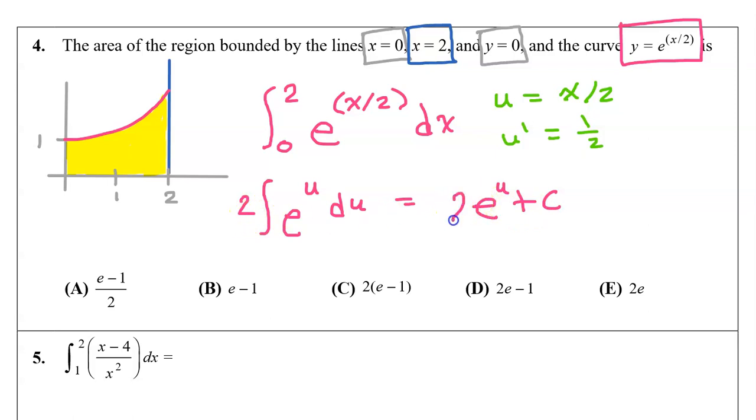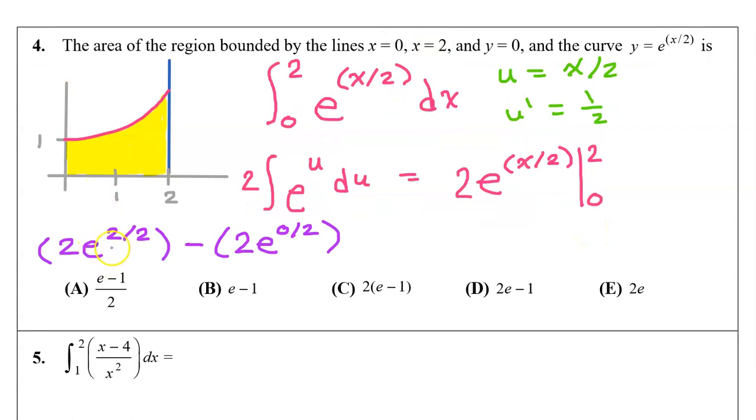So we would have this. Let's replace the u with x over 2. And let's suddenly remember that this is a definite integral. So instead of putting the plus c, let's put a vertical line and reapply the limits of integration. So 0 to 2. This reminds us that we need to find the value at 2 minus the value at 0.